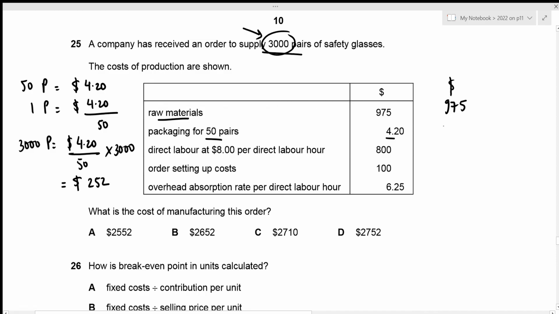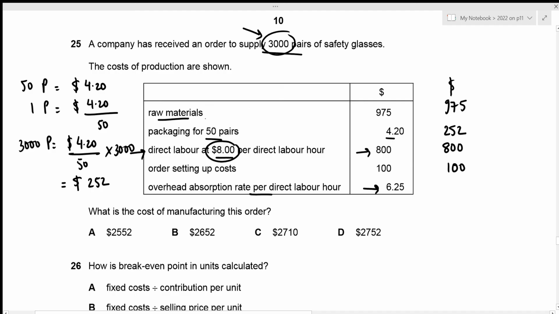So that's 252. The next is direct labor at 8 per direct labor hour, and the total is 800. So this is just the total for 3,000 pairs. Then we have order setting up costs, which again is the total value. And then we have the overhead absorption rate per direct labor hour. So this is the rate per one direct labor hour. Now we need to figure out the total direct labor hours utilized from this relation, because we are told that 8 is the rate per direct labor hour and the total is 800.